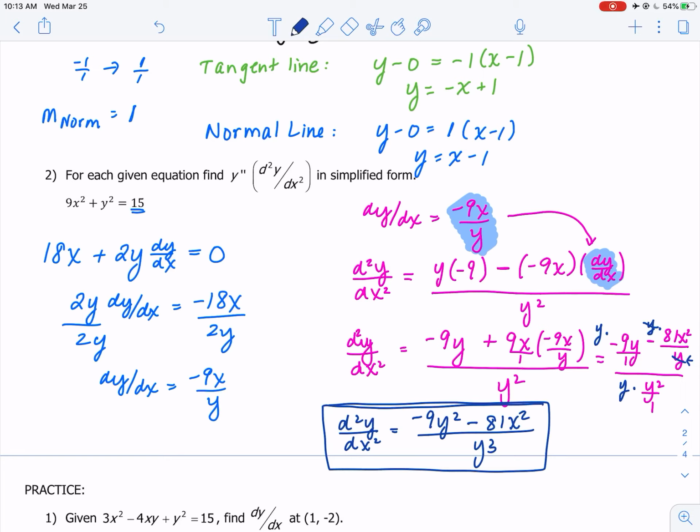We've taken two derivatives, the first derivative dy dx, the second derivative d squared y dx squared, and the second derivative is written in terms of x's and y's. As you move forward in the homework for this evening, you will just be reproducing the things that you saw above.